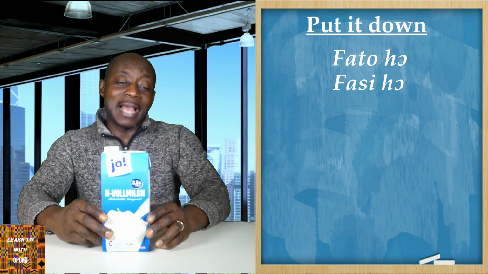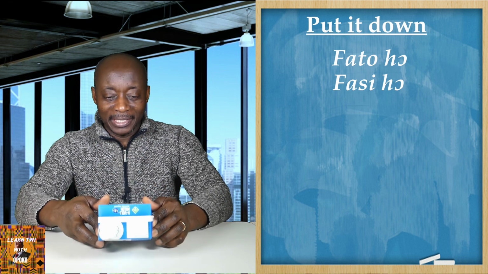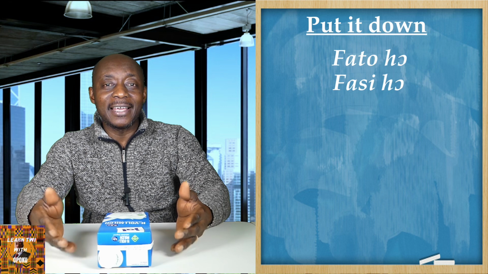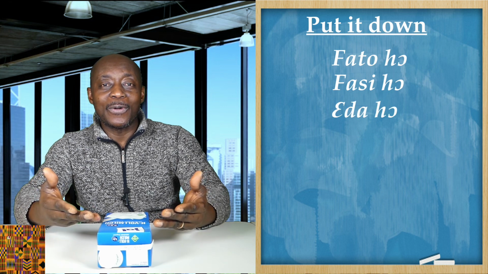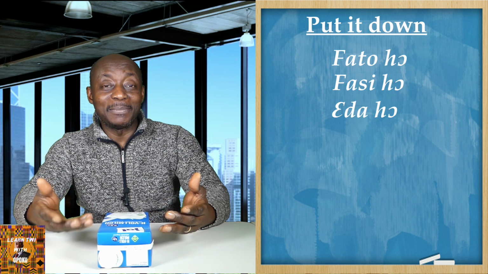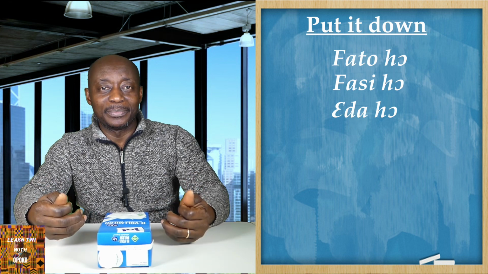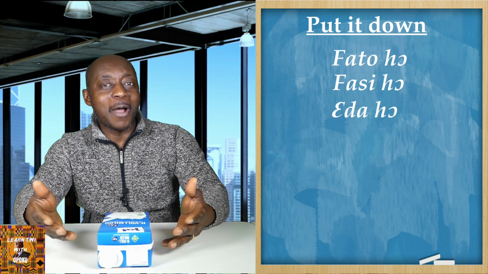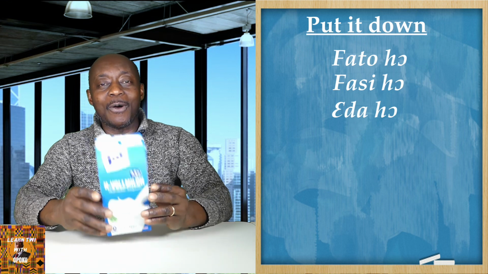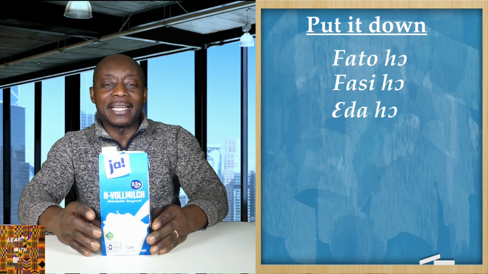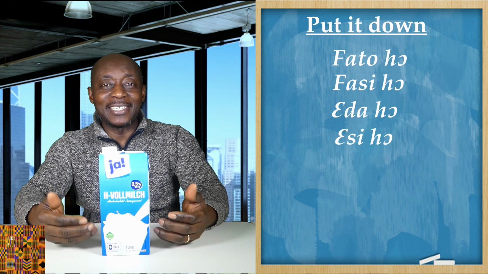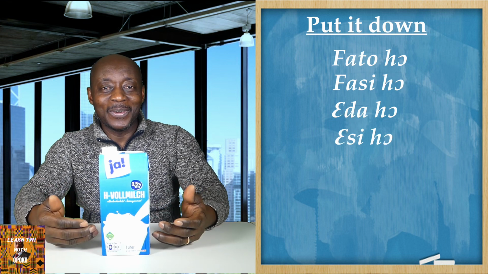Assuming I tell you, put it down, and then you put it down like this, then you can say edaho. That means it lies there. But if I told you fesiho, and then you did like this, then you can say esiho.